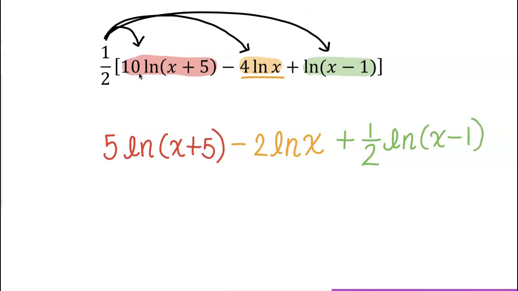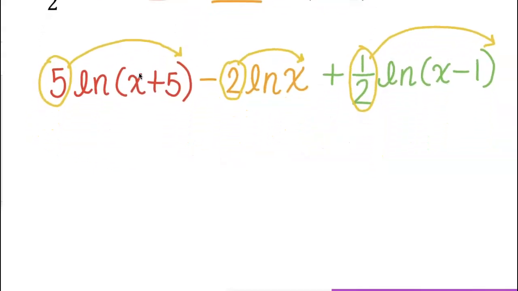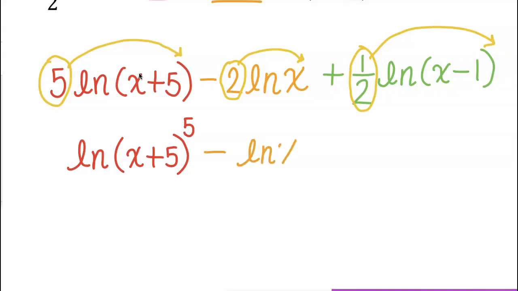Guys, next thing we're going to do is bring all those coefficients up so that they're written as their exponents. So all those circled coefficients, 5, 2, and 1/2 are going up now. So the very first term is natural log of x plus 5 to the 5th power, minus natural log of x squared, plus natural log of x minus 1 raised to the 1/2 power.